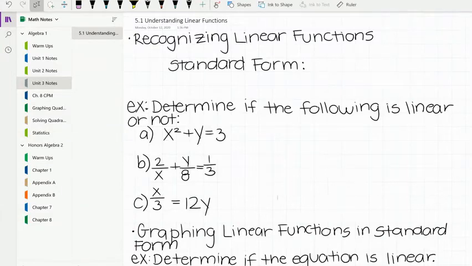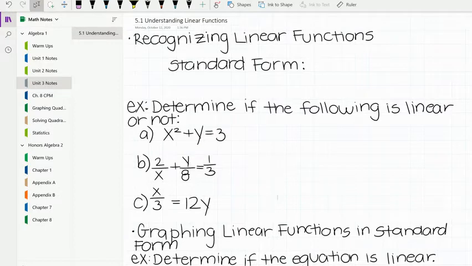We are going to be looking at section 5.1, which is understanding linear functions. So the first topic that we're going to be looking at is recognizing linear functions. What that means is being able to look at an equation and determining if that is linear or not.